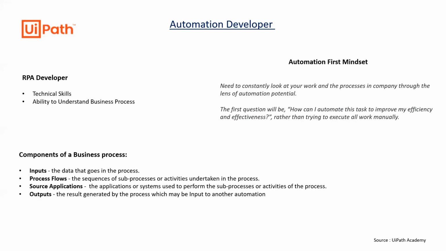But how would you understand a business process? There is a small section at the bottom which says components of a business process. Whenever I give you any business process, it will have four major components. The first one is called the input, process flow, source application, and the output.